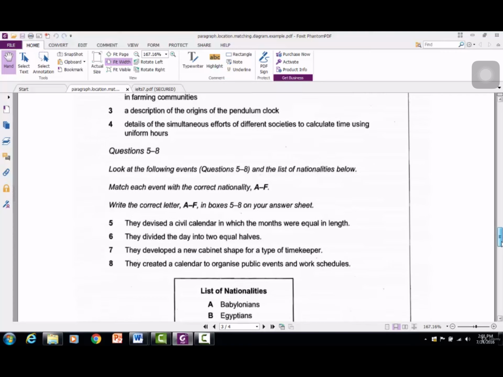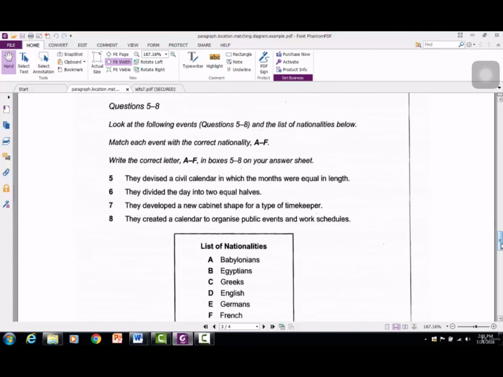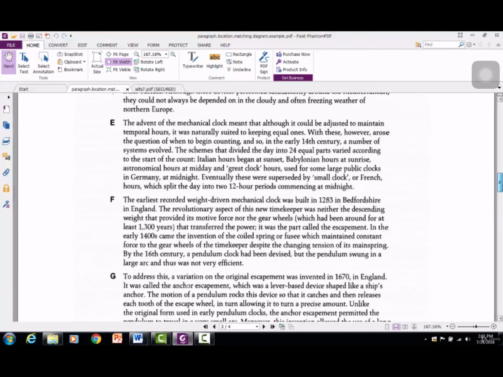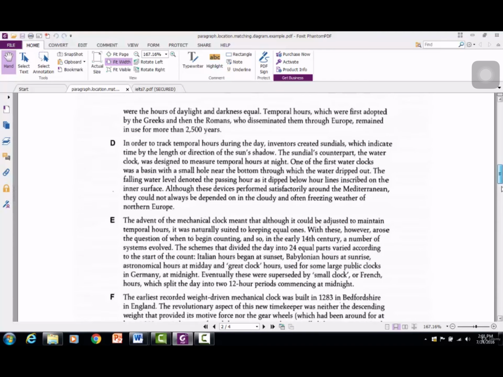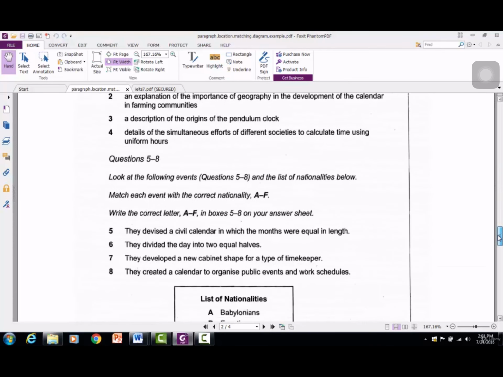Next, I'm looking at the Greeks. Here are the Greeks right here. Temporal hours, which were first adopted by the Greeks. That doesn't match anything. Divided into two equal halves, no. Develop a new cabinet shape for the timekeeper, no. So Greeks doesn't match anything.